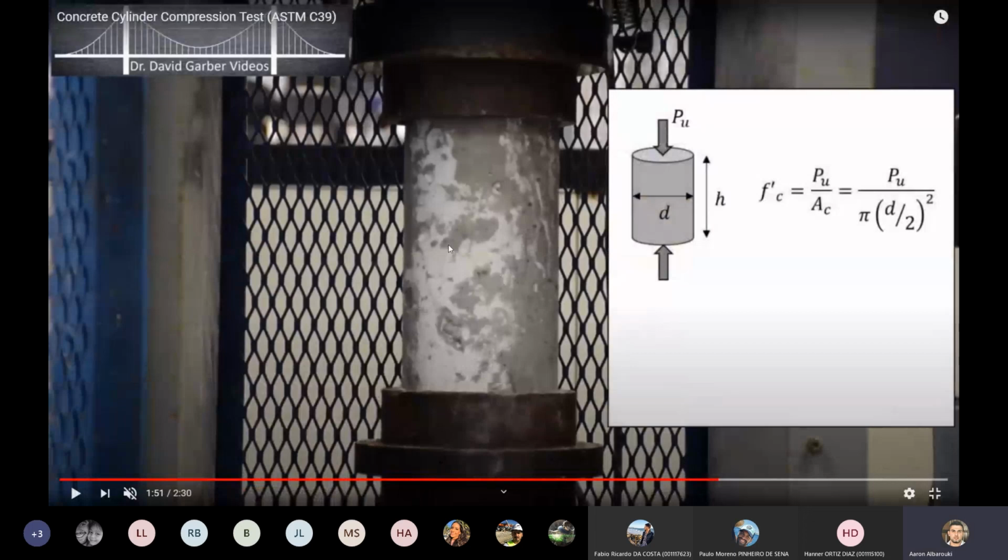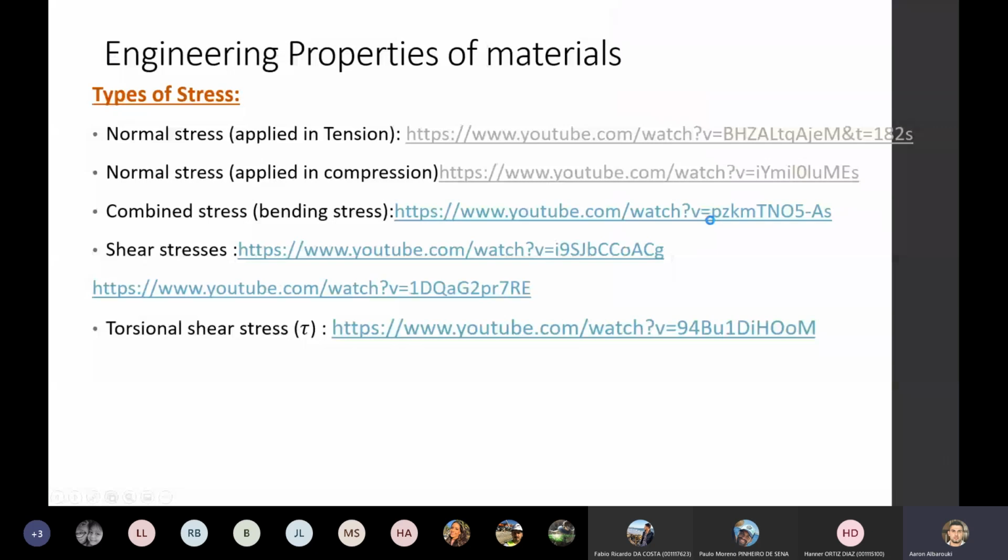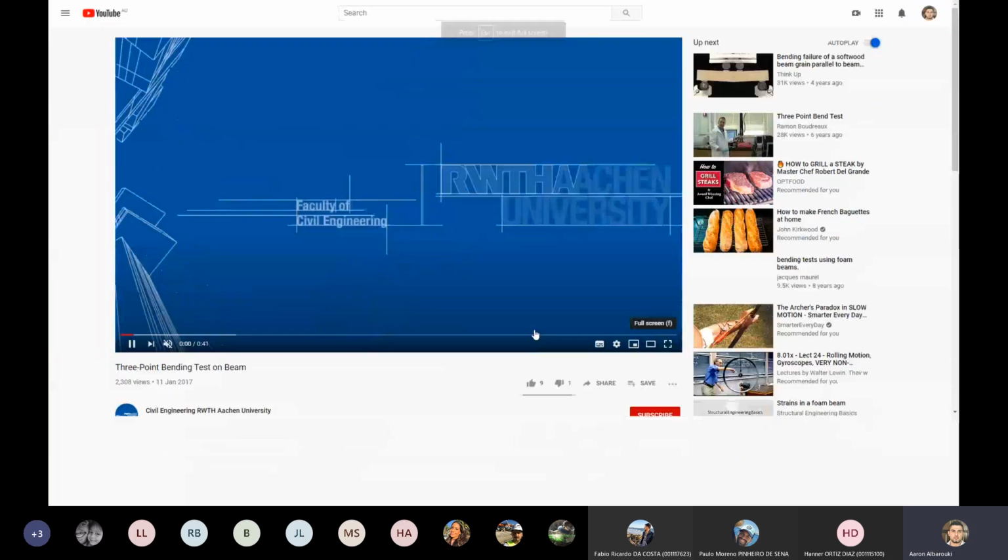So that's compressive stress, which is again the same thing. These two, if you noticed, all the forces applied are perpendicular to the surface, at 90 degrees to the surface. That's why we call these forces normal stresses. Both of them, tension or compression, both are normal. Whereas the bending stress is a combined stress between the two of them.